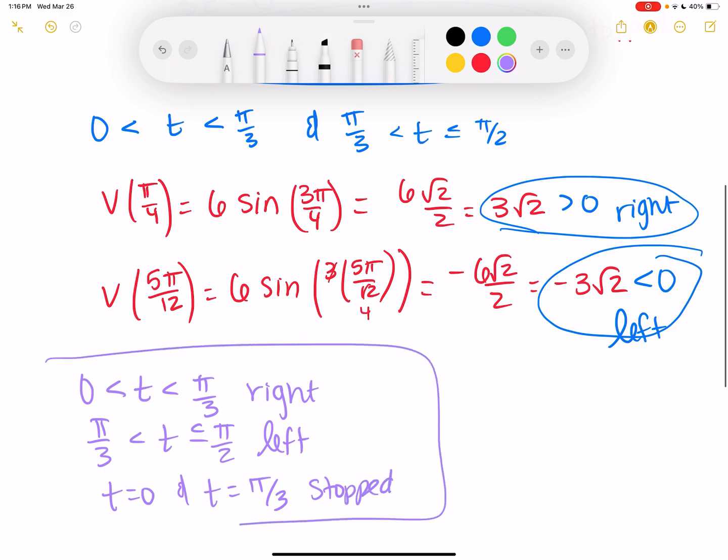And I would pretty much guarantee on the AP exam you're going to end up with some question that's asking you some sort of information like this. I would say as a free response question. Whether it be exactly this or something similar in nature, I would just be prepared for that.